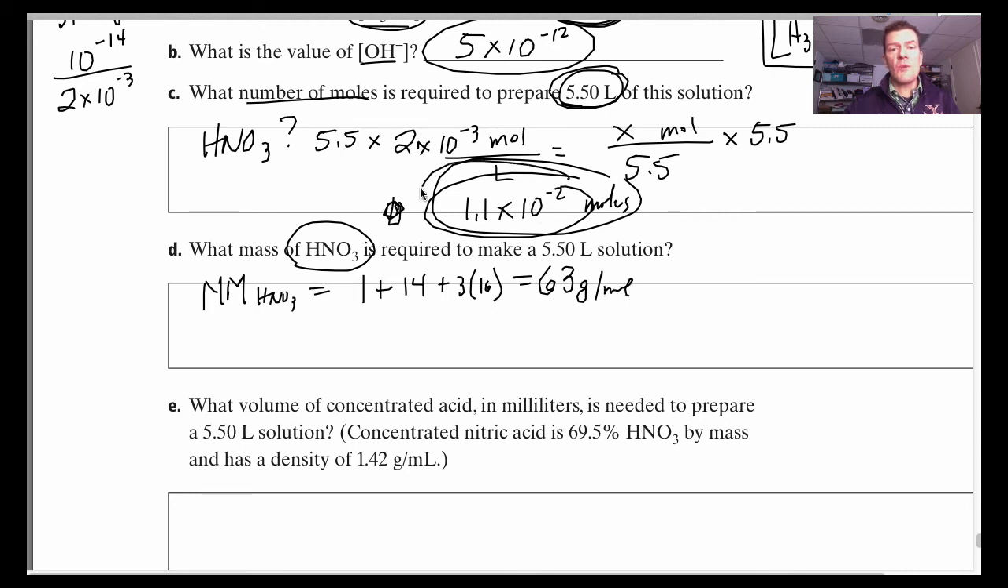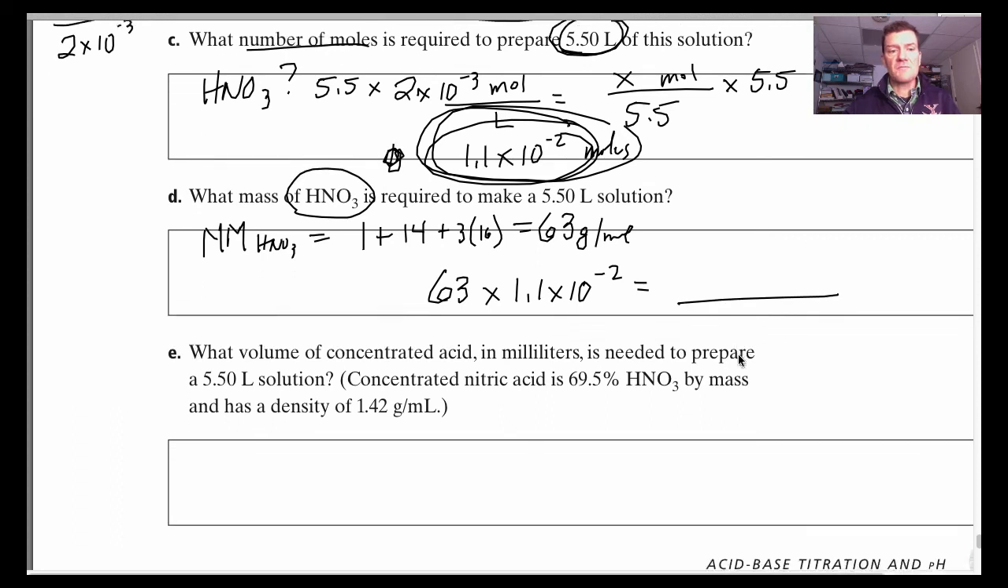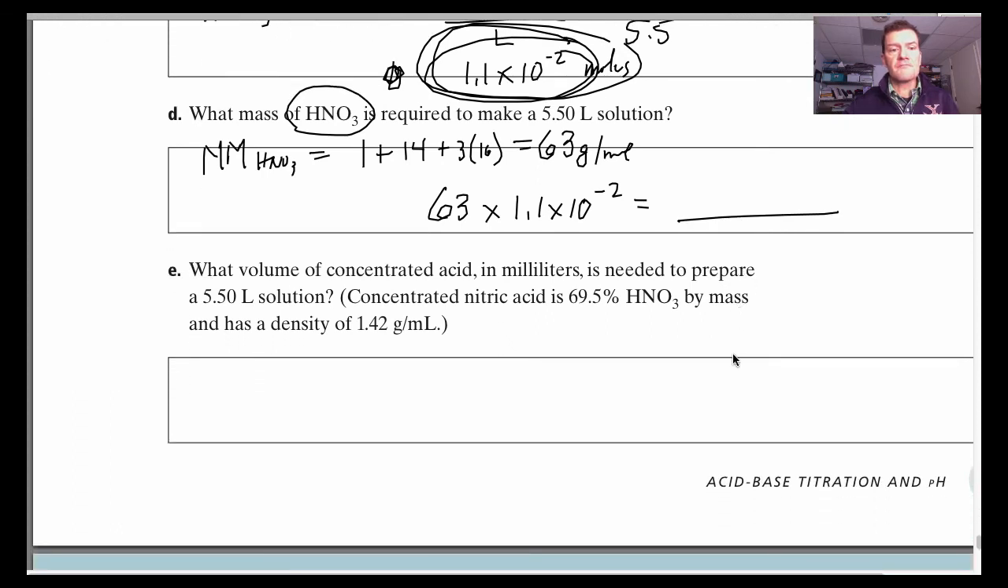All right? Well, we have 1.1 times 10 to the negative 2 moles, so we're going to take 63 times 1.1 times 10 to the negative 2, and that's going to give you the mass. You can do that calculation. Okay? All right.